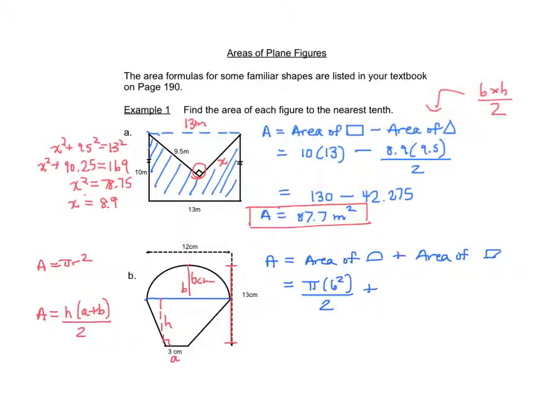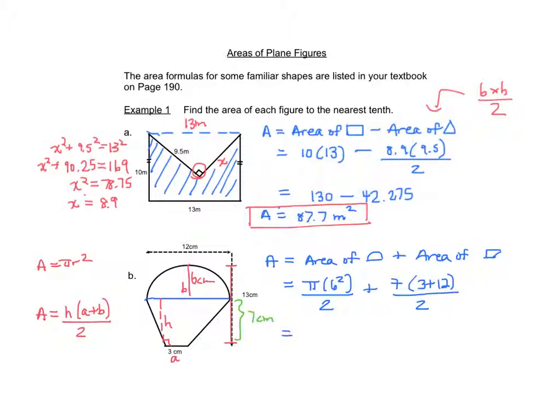In other words, the height of the trapezoid is 7 centimeters, just subtracting the two, 13 minus 6. So we need that for our formula as well. So let's go back here. So we've said the height of the trapezoid is 7. The side lengths are 3 and 12, divided by 2.